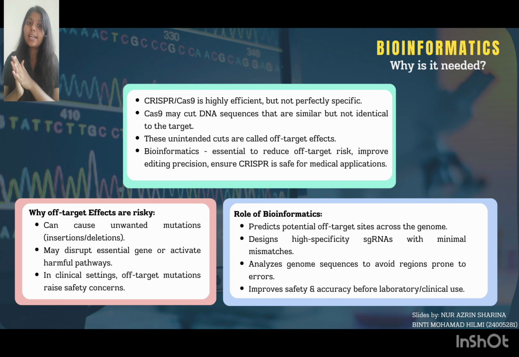Why do we need bioinformatics? Now, here's the catch. CRISPR isn't perfect. Sometimes Cas9 cuts the wrong spot in the DNA. These mistakes are called off-target effects and they can cause harmful mutations. That's where bioinformatics comes in. It uses computer tools to predict where these mistakes might happen, design better guide RNAs that are super accurate, and make sure everything is safe before we use it in real patients. So bioinformatics makes CRISPR safer and more reliable.